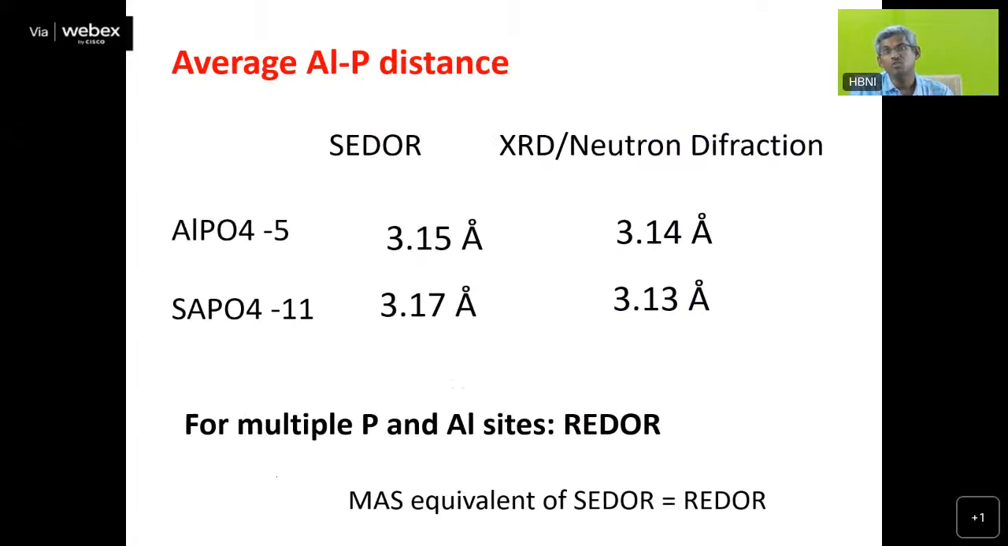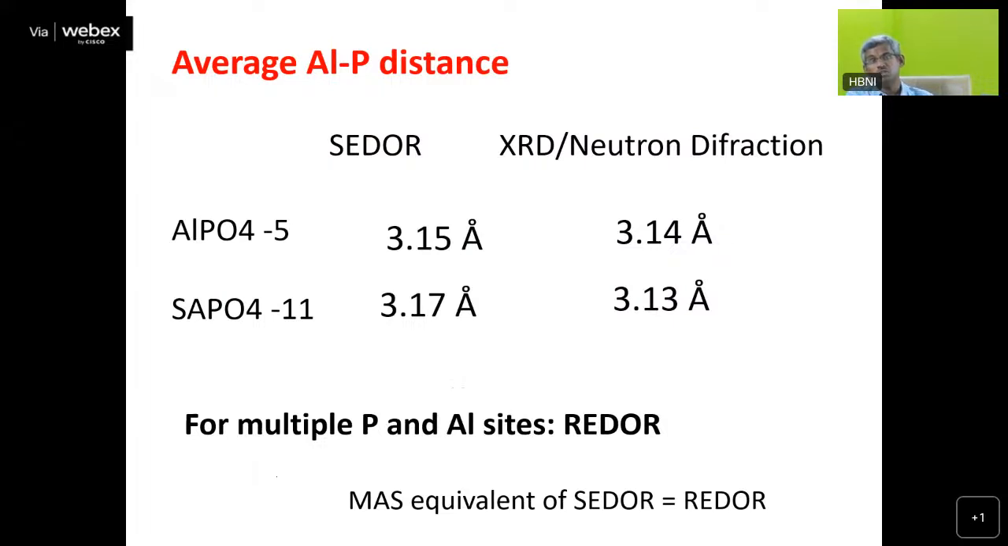So just for a feeling of what information it gives and how it matches with the XRD or neutron diffraction. Normally to find the bond length, bond angle, or bond distances, what we use is again a diffraction technique, correct? Either we use a neutron diffraction technique or an XRD, X-ray diffraction technique. It is better to compare the values you get by spin echo double resonance as well as XRD and neutron. You can see the values are very close.